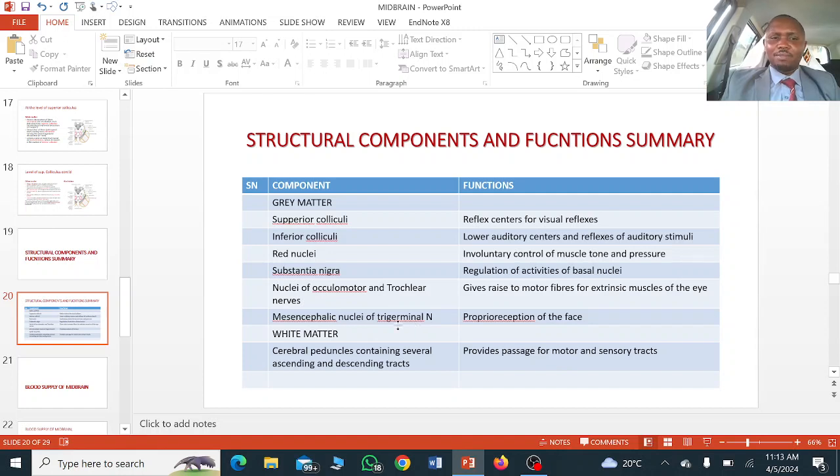Then you also have the mesencephalic nucleus of the trigeminal nerve, which is responsible for proprioception of the face, muscles of mastication, teeth, facial expression, and so on. So looking at the white matter, mainly it is the cerebral peduncles, which contain several ascending and descending tracts that are beyond the scope of this presentation, and they provide passage for these motor and sensory tracts.